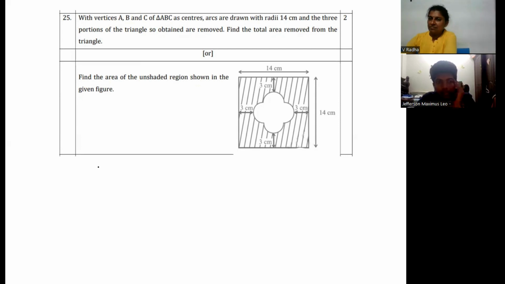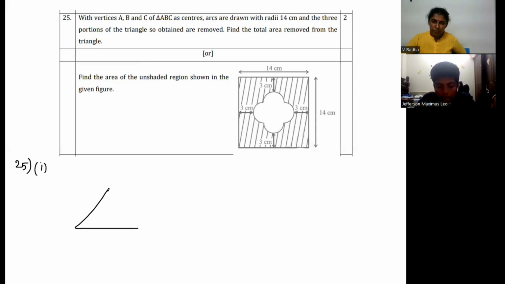Ma'am, the diagram idea is not there? So, the 25th question. It'll be a circle inside of a triangle. With vertices A, B, C as the centers, arcs are drawn with radius 14, and the three portions of the triangle so obtained are removed.